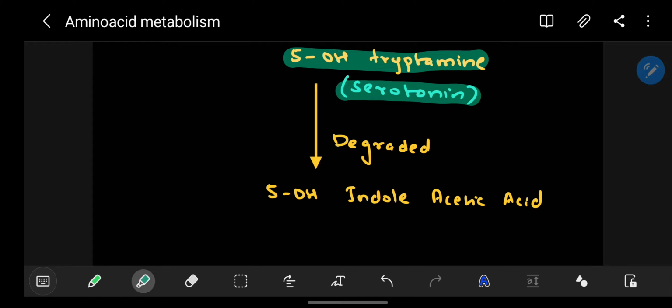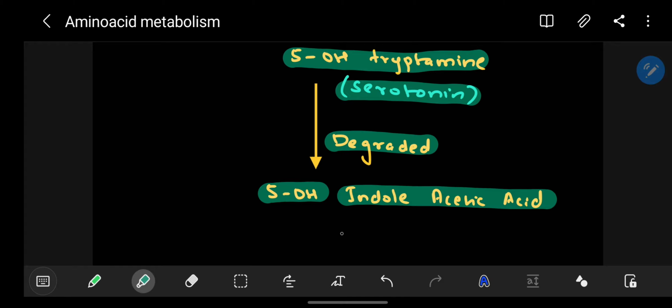This will eventually be degraded in our body and it becomes 5-hydroxy-indole acetic acid. So the degradation product of serotonin is 5-hydroxy-indole acetic acid.